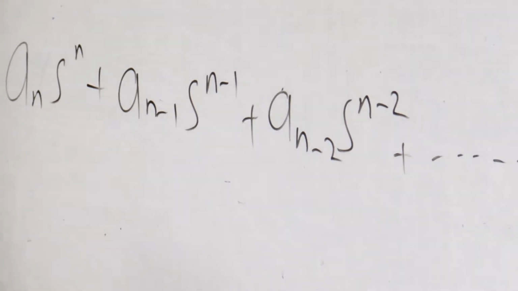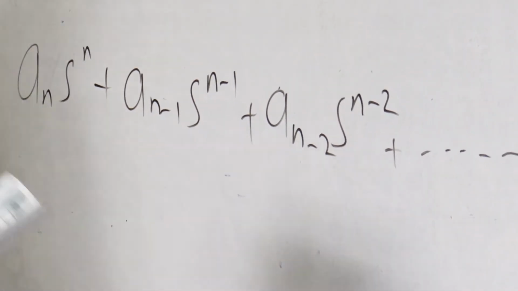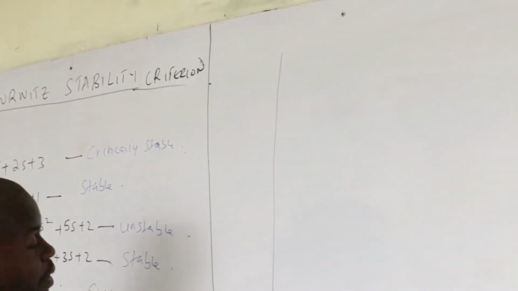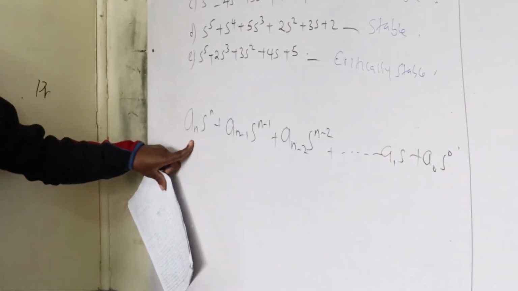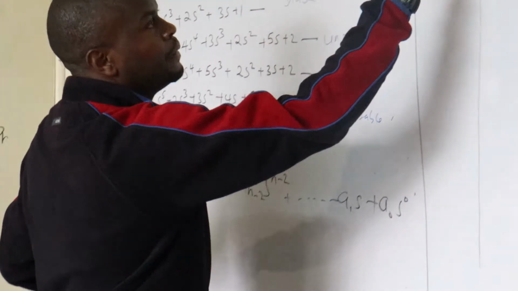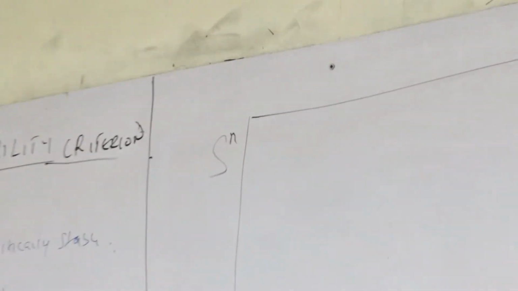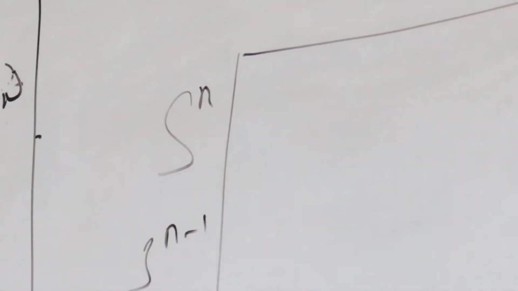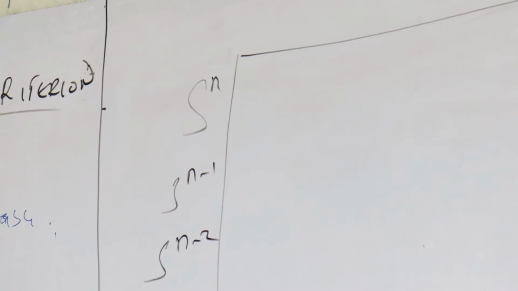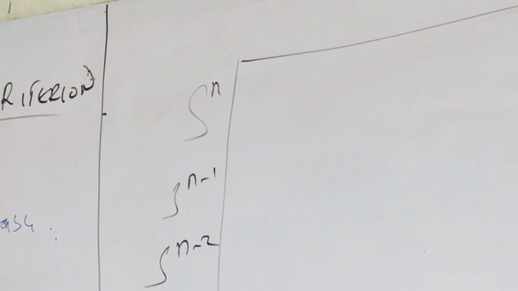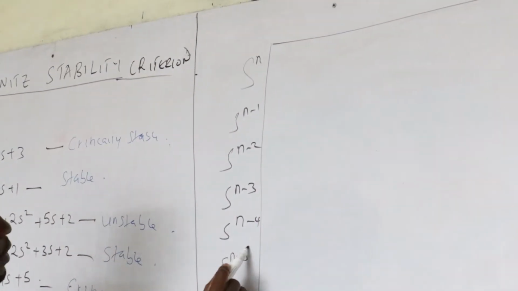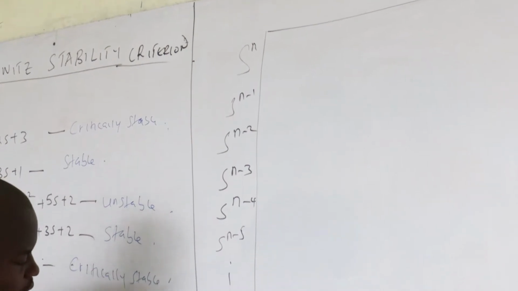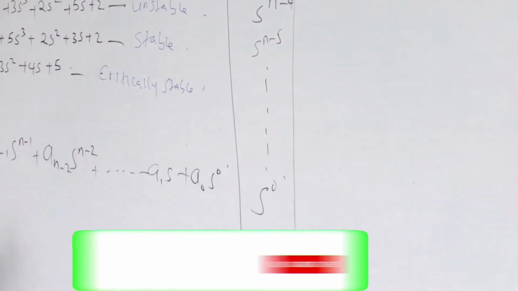So let's look at how we are going to make the Routh array. We can draw that. This is how the Routh array is going to be done. We start with the highest power, s raised to power n. Sawa sawa. Then we go to s raised to power n minus 1, s raised to power n minus 2, s raised to power n minus 3, s raised to power n minus 4, and we go through that until we get to s raised to power 0.